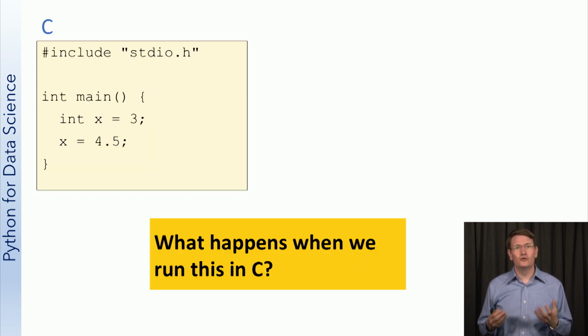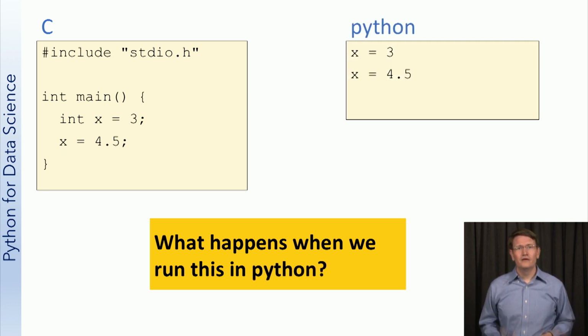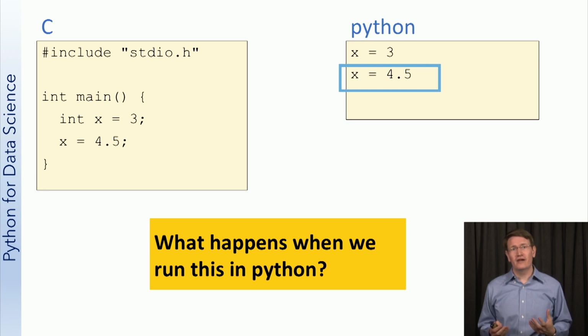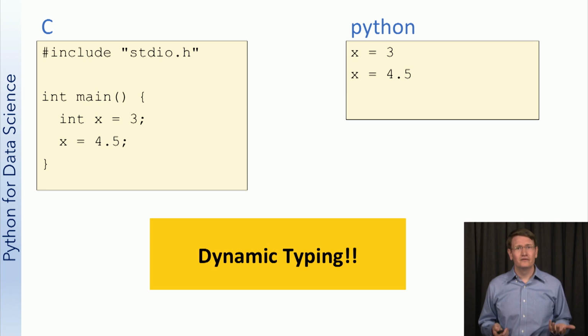But going back to this notion of dynamic typing, if a variable doesn't have a type, how do things work? In the code on the left, what happens if you try to assign an integer variable with a float or a double value? You get an error. But what happens in the Python code on the right when we try to assign x to be 4.5? x is assigned 4.5 with no error. Python is actually totally content with you doing this. Why? Dynamic typing.